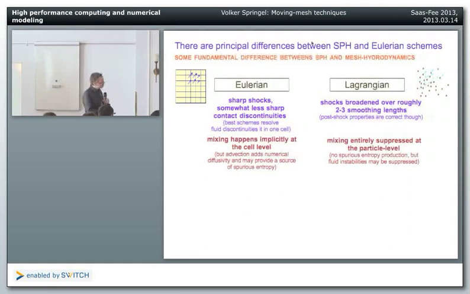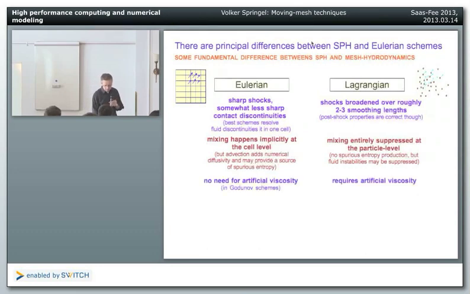So that also means there is no entropy production through mixing unless modeled somehow. While here you can also have spurious entropy production by overmixing possibly, which is another way of saying that there's a lot of advection error.